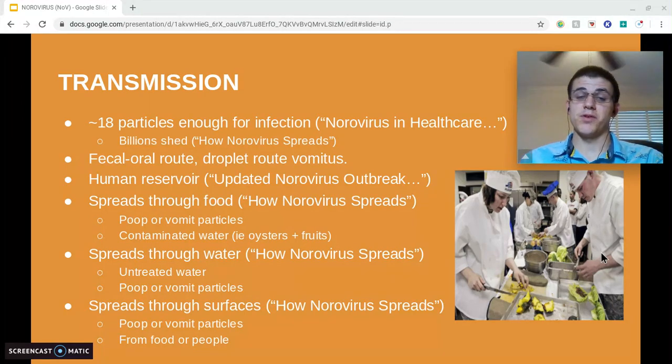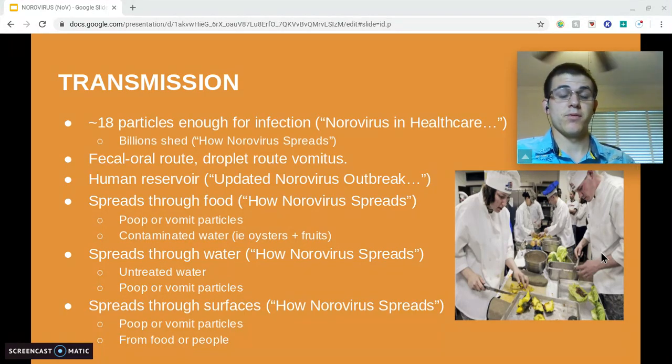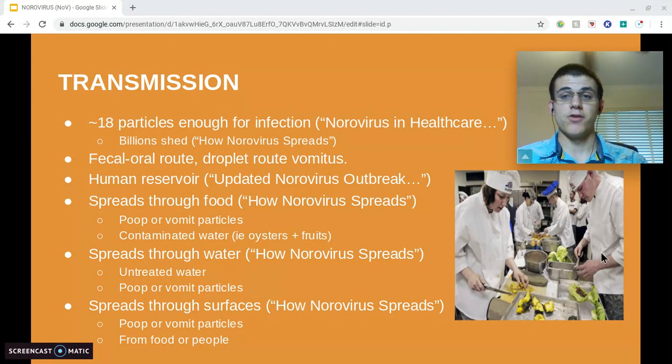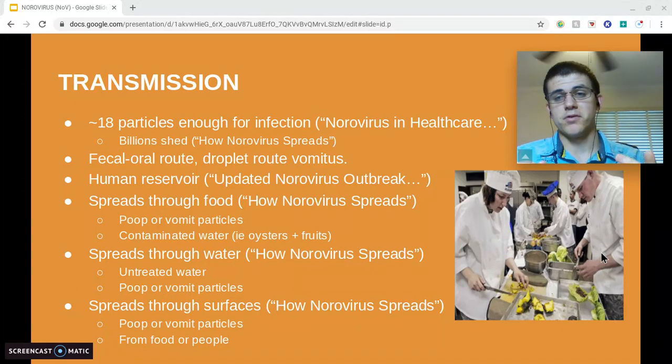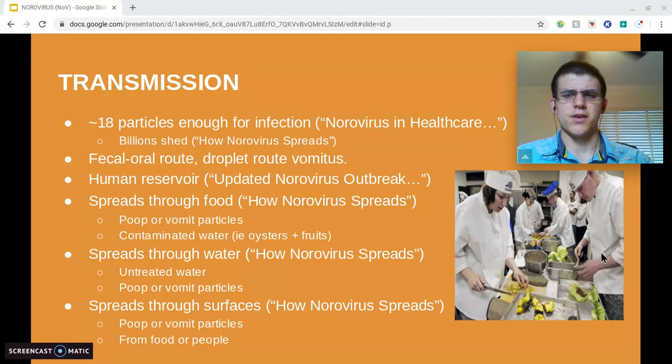So, it also spreads through surfaces. As we said before, it's very resistant to disinfectants, so it's very hard to kill. So, it's very important that you disinfect surfaces. It can spread through surfaces from food. It can spread through surfaces through diarrhea or vomit itself. So it can spread through multiple ways onto surfaces.